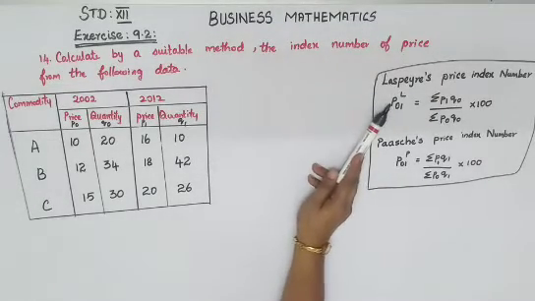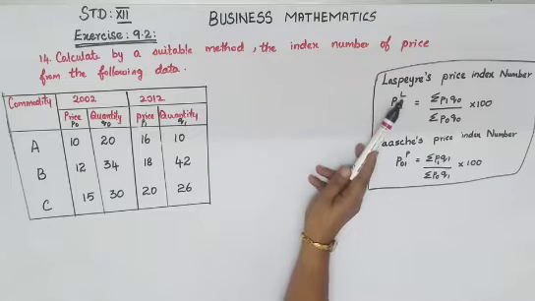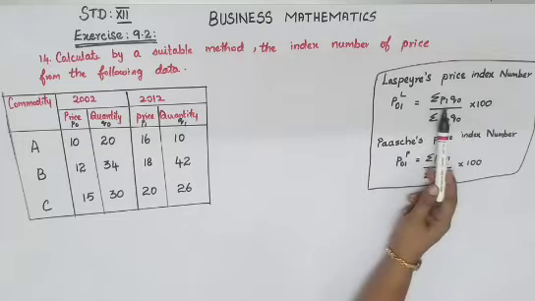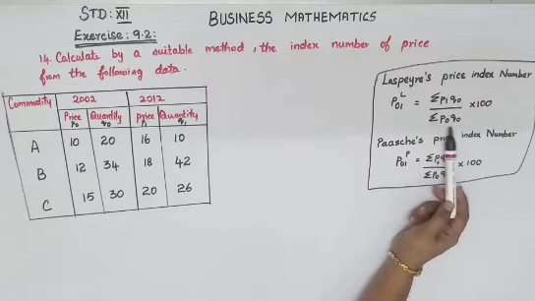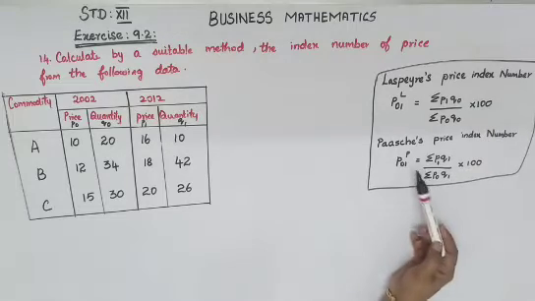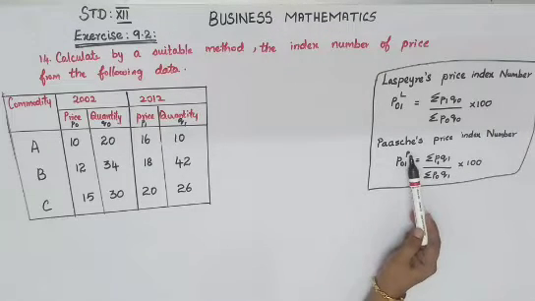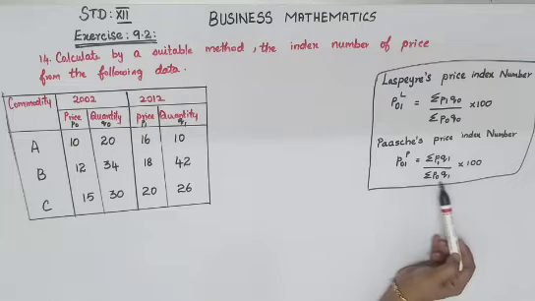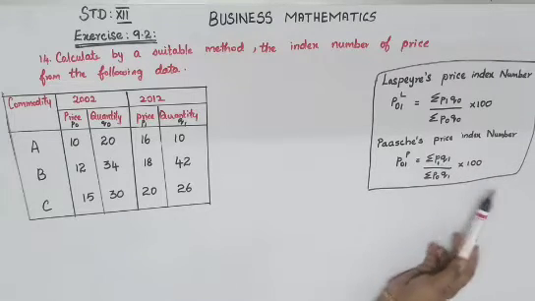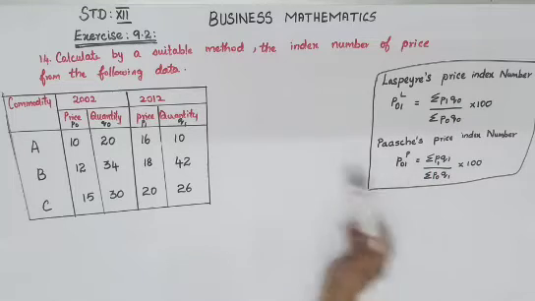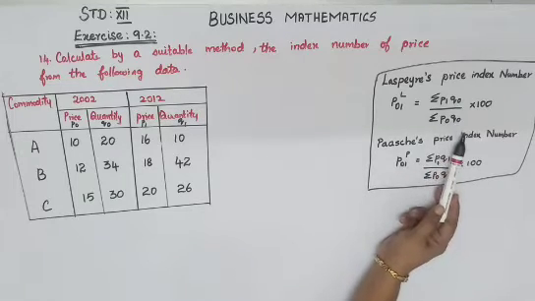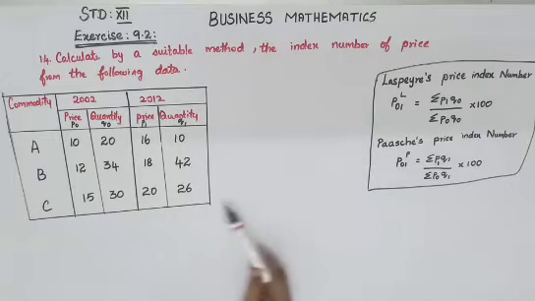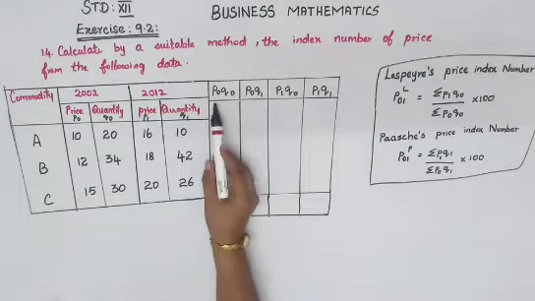Here your formula is P01 with L on top, where L means Laspeyres method. That is sigma P1 Q naught divided by sigma P naught Q naught into 100. For Paasche, P will be on top. That is equal to sigma P1 Q1 divided by sigma P naught Q1 into 100. So these four values, P1 Q naught, P naught Q naught, P1 Q1 and P naught Q1, we have to find separately in the table.